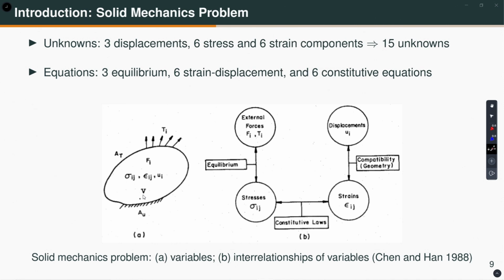Just a schematic representation of a general problem in theory of elasticity. So, what are the variables? This and this, okay. And how are they related? Of course, the external force is also there.